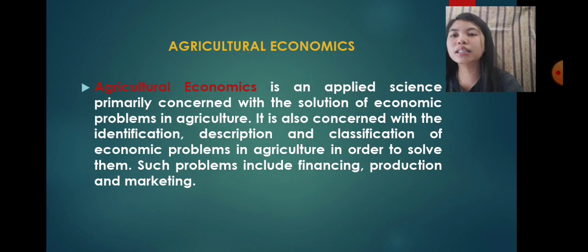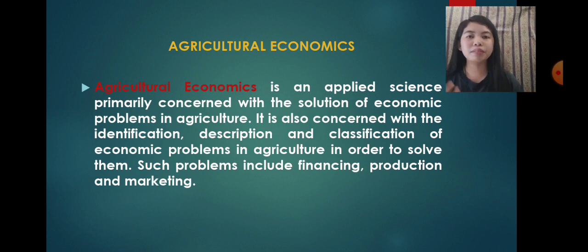So next is agricultural economics. What do you mean by agricultural economics? It is an applied science primarily concerned with the solution of economic problems in agriculture. It is also concerned with the identification, description, and classification of economic problems in agriculture in order to solve them. Such problems include financing, production, and marketing.